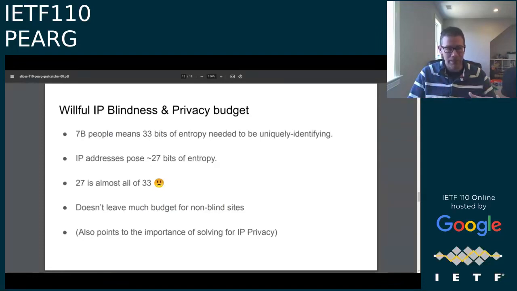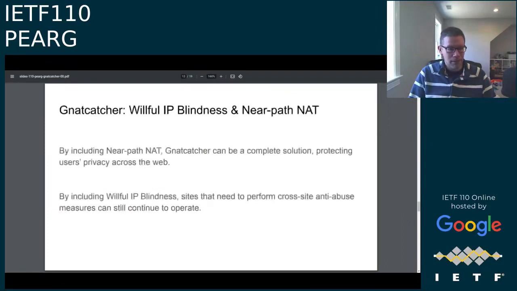And willful IP blindness makes sense in some cases, but sites that aren't willfully IP blind are still going to have almost no privacy budget. So we really need another piece to this puzzle to solve it. And so this is where NatCatcher comes in. NatCatcher, as I said, is the hybrid of willful IP blindness and the near path NAT. And by bringing in the near path NAT proposal, NatCatcher becomes more of a complete solution. And by having willful IP blindness, we still allow for sites that need to do perhaps cross-site anti-abuse measures so that they can keep working.